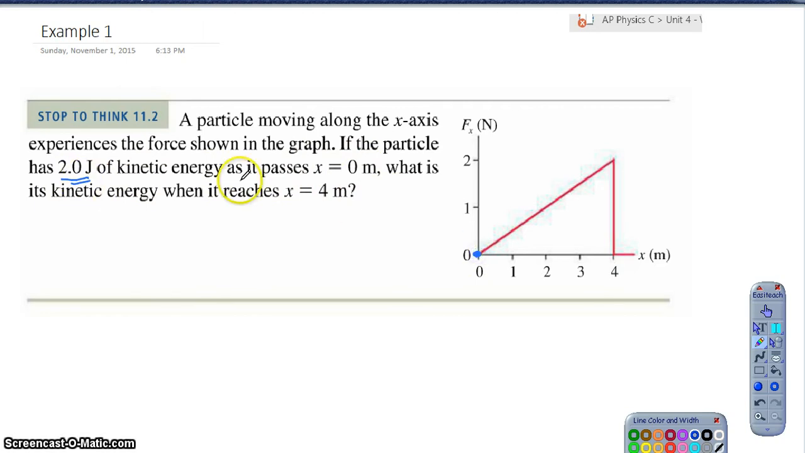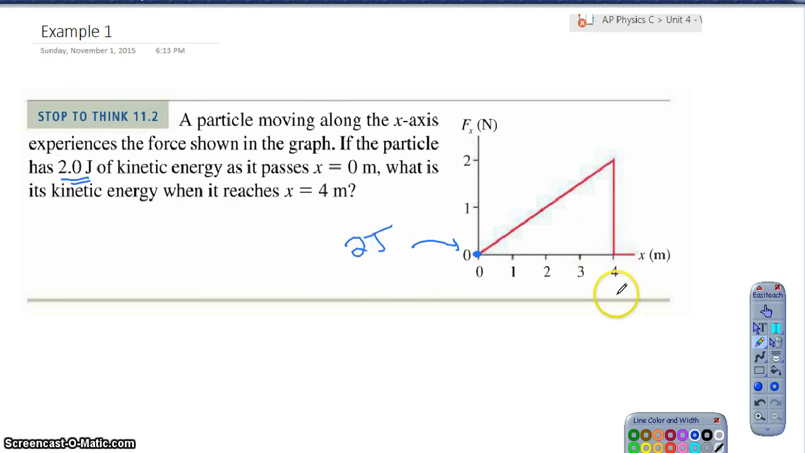So that's important because they're giving me basically a starting point, right? They're telling me how much energy it has to begin with. But other than that, it really hopefully is very easy. They ask how much kinetic energy it has when it reaches 4 meters. So I know it starts with 2 joules of energy here.